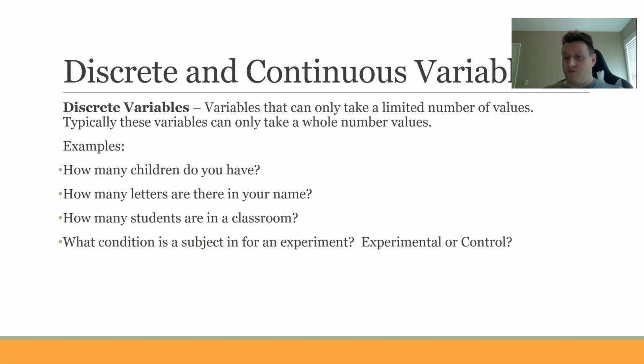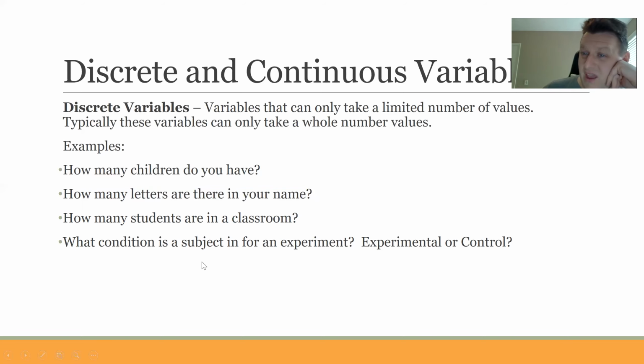Another good example here for a discrete variable: which experimental condition are you in? Are you in the experimental condition? Are you in the control condition? Maybe it is an experimental condition that has multiple levels to it. So maybe you're in this condition, this condition, this condition, or this condition. You can only be in one of those 4 conditions. There isn't an infinite number of potential experimental conditions that you could be in. All right, we design our study with a limited number of conditions that the person can be in.